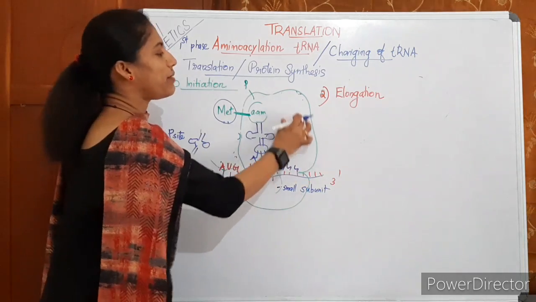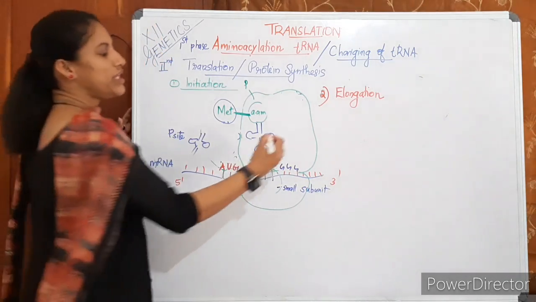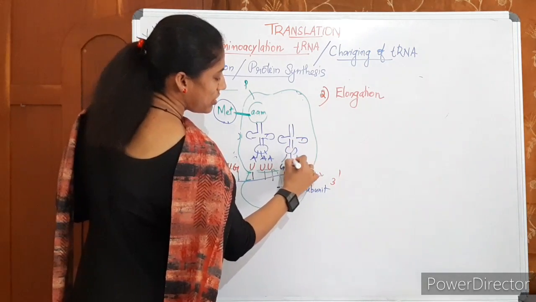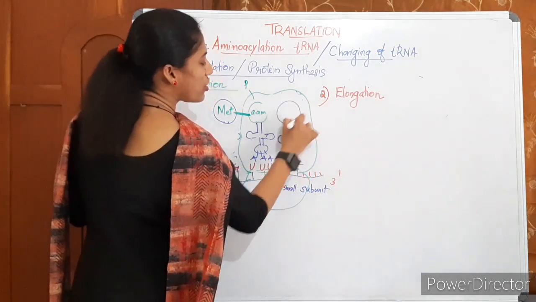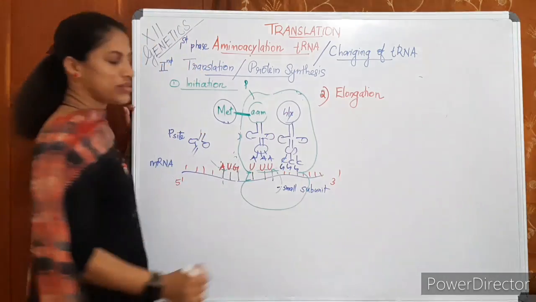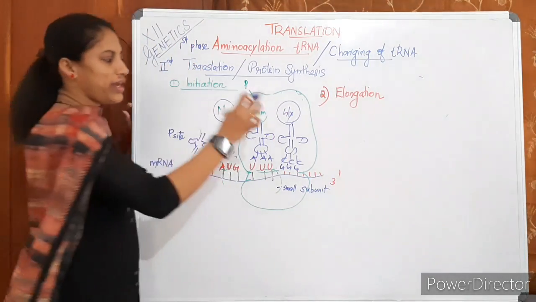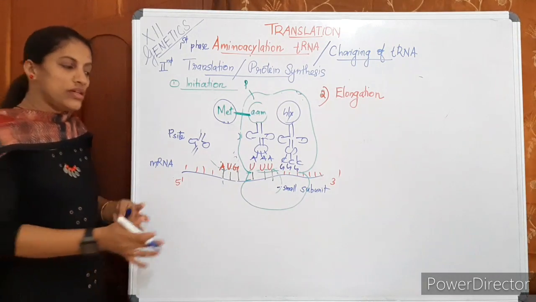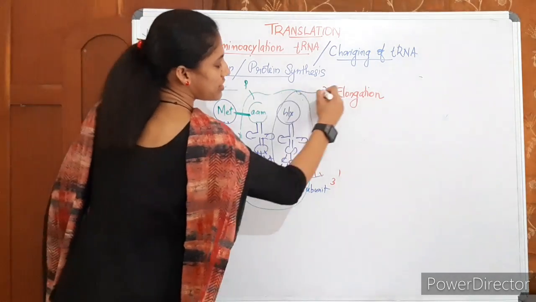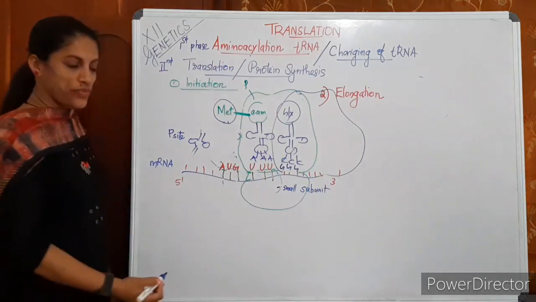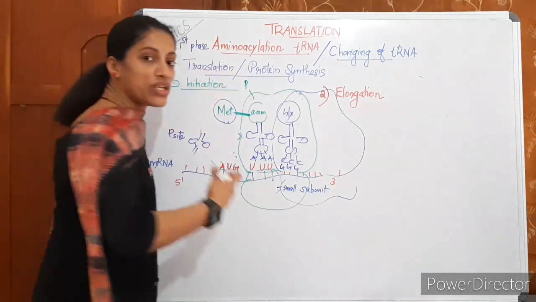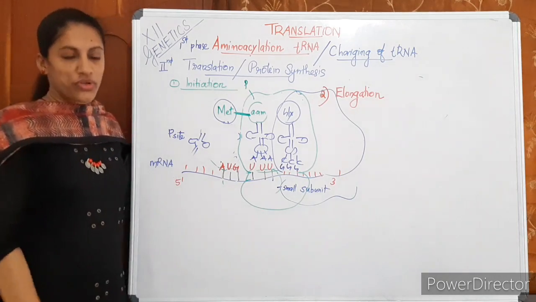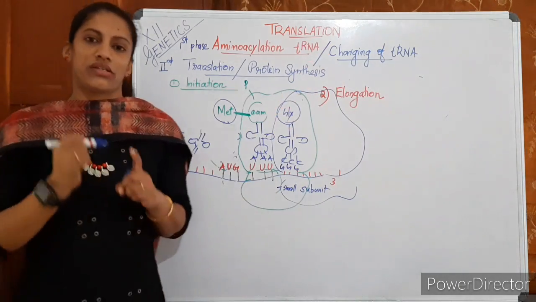Now the A site is empty. Then what happened? The next tRNA, with its own amino acid, comes. That means now this is filled. Then what happened to the ribosome next? This ribosome again slightly moved to the next position, so that it can always read new and new triplets. This is what elongation is.